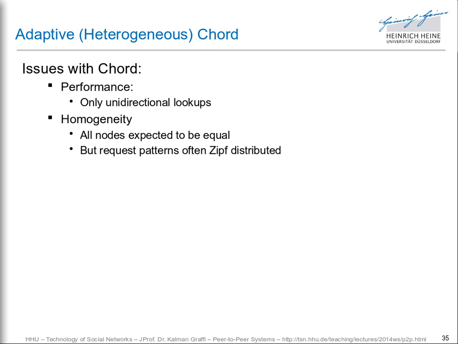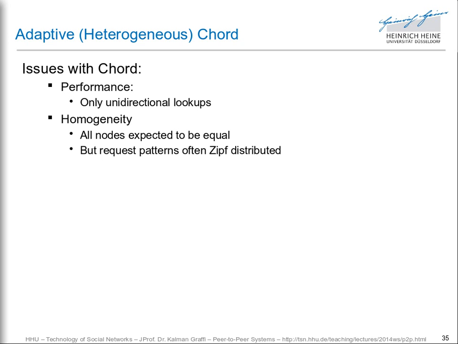First of all, we want to check the issues with Chord. We have a performance issue because we only use unidirectional lookups, but this we will not challenge with AH-Chord. The other issue is that Chord is homogeneous, so all nodes are expected to be equal, and also request patterns are often Zipf distributed.